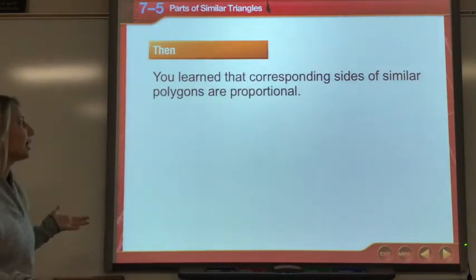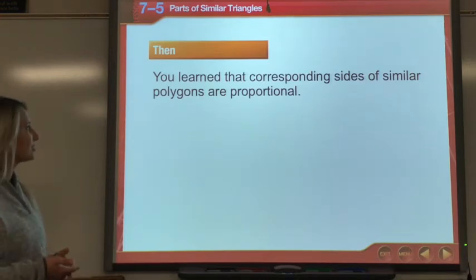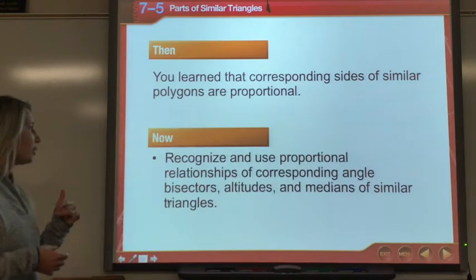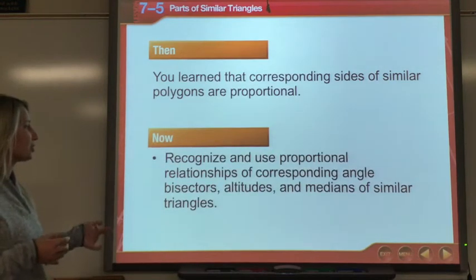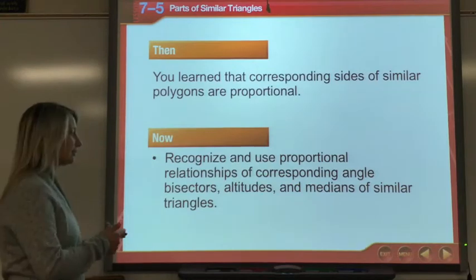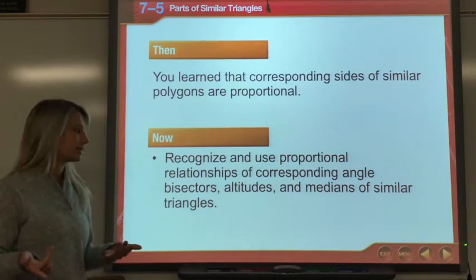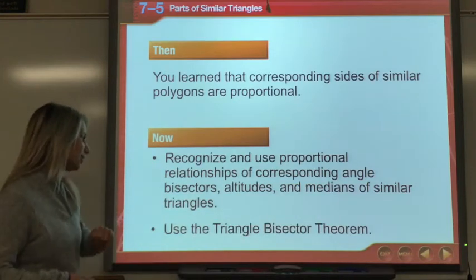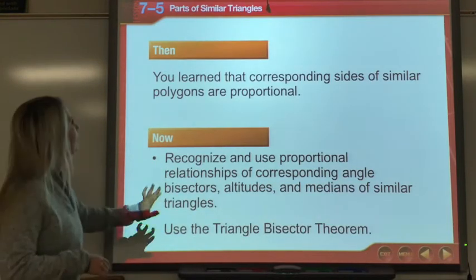So last time we were talking about corresponding sides of similar polygons and those being proportional. Today we're going to recognize and use proportional relationships of corresponding angle bisectors, altitudes, and medians of similar triangles. Oh, and also using the triangle bisector theorem.